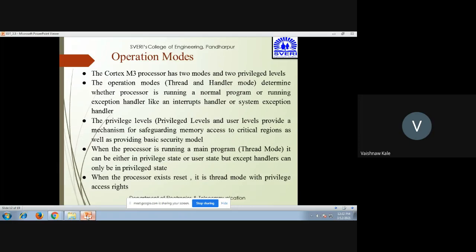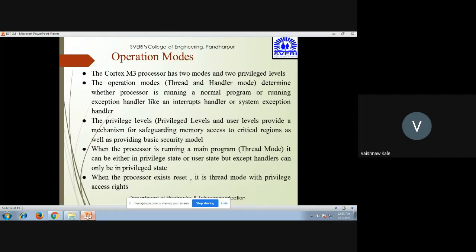When the processor is running the main program, that is thread mode, it is in either the privileged state or the user state. But exception handlers can only be in the privileged state. So obviously when you're handling an exception handler, it will go into the privileged state. From user state to privileged state, there are exceptions. When the processor exits reset, it is in thread mode with privileged access rights. Thread mode means the program mode, and that will have the access of the privileged mode. So these are very important operation modes.